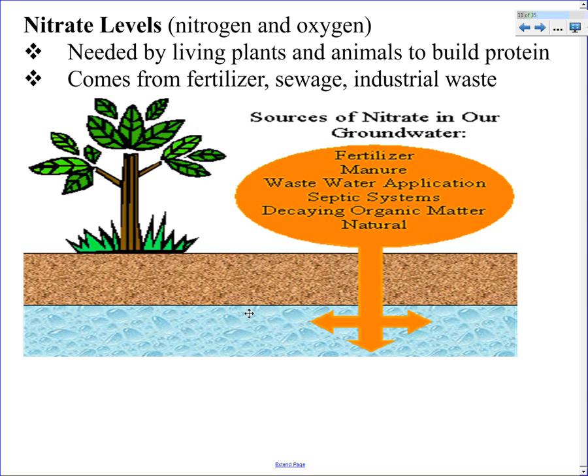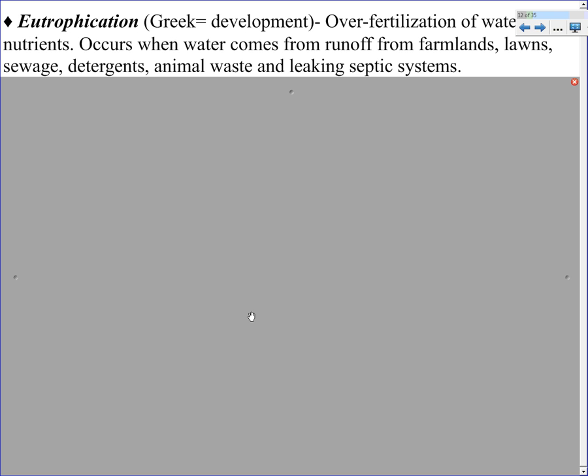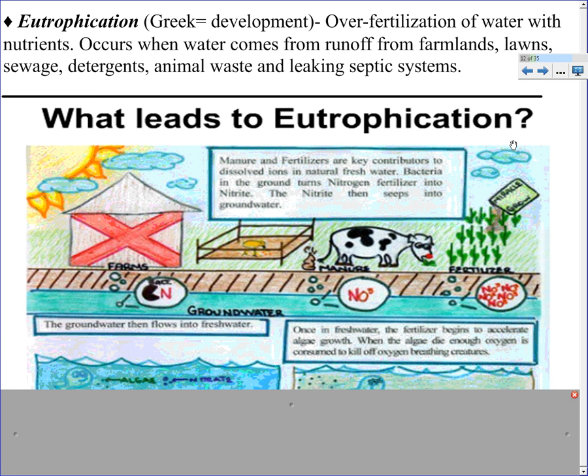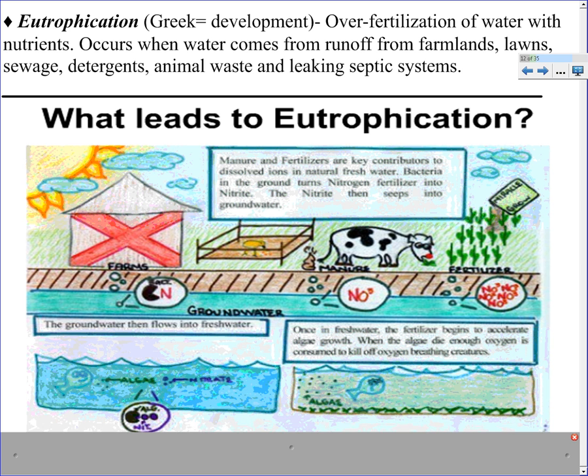Question. There is something called eutrophication. Eutrophication is a Greek word for development. And eutrophication happens when we overplenish the earth with nutrients or fertilizers. And that happens something like this. It's through sewage and septic tanks and cow manure and everything that fertilizes the ground and gives the ground nitrates.